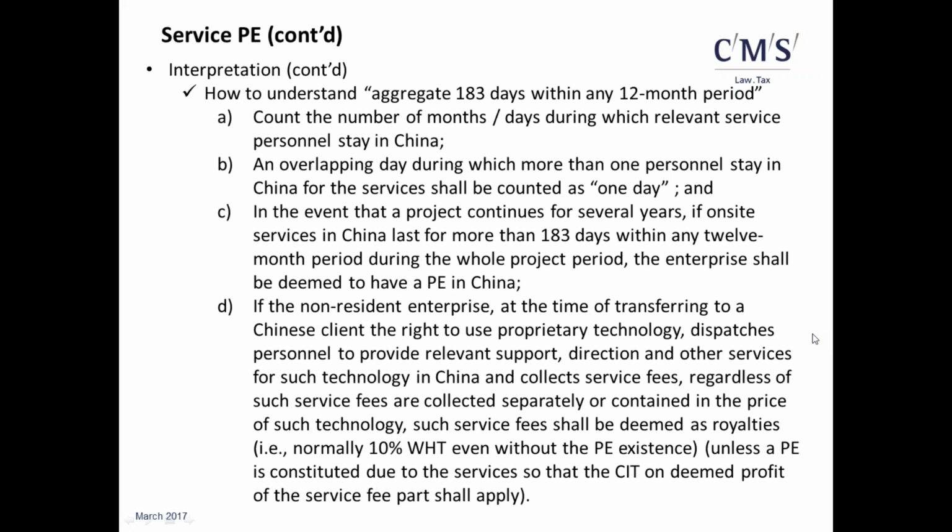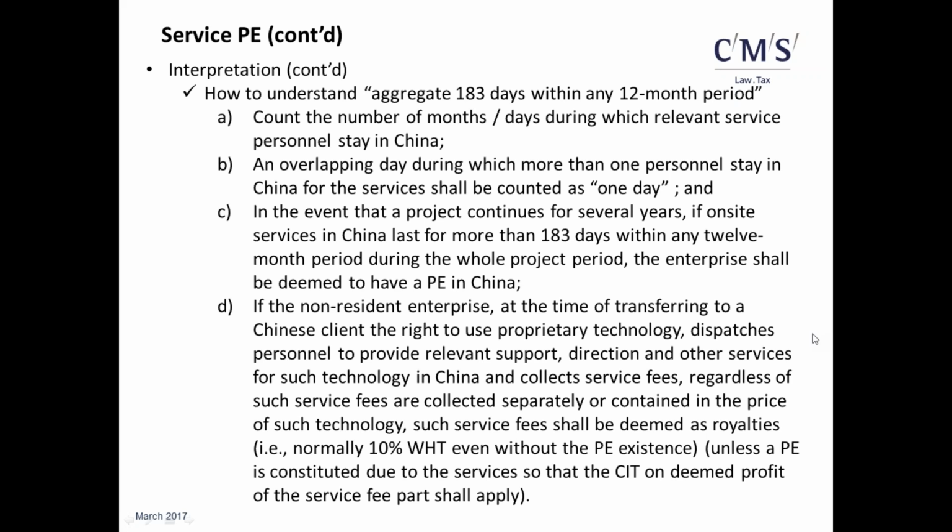First, we count the number of months or days during which relevant service personnel stay in China. And the second is that overlapping days, during which more than one personnel stay in China for the services, should be counted as 1 day. Let's have an example. If a service project lasts for maybe several months, but less than 183 days.